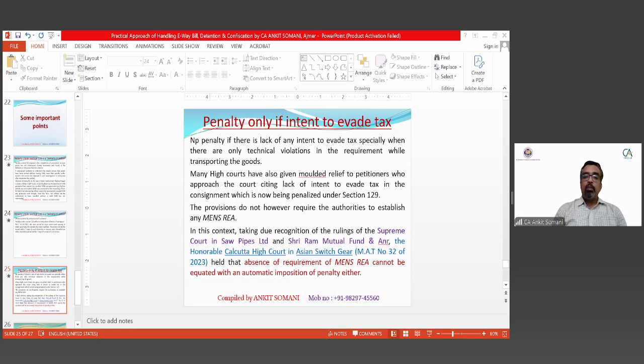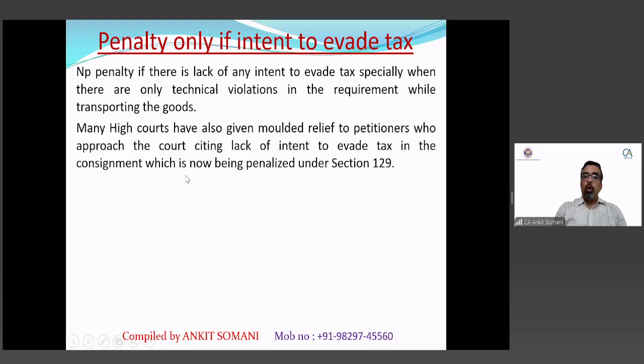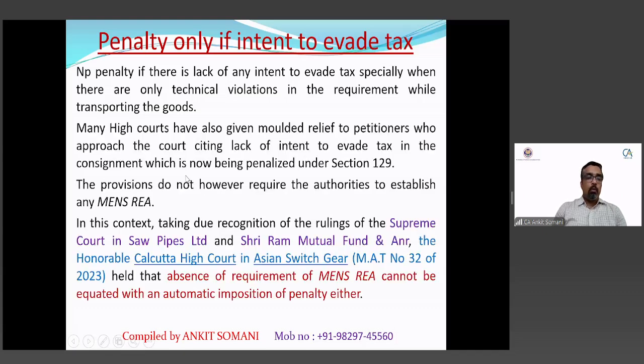So these were the important judgments also, whereby the intention to evade taxes was very relevant, very important. In case of any absence of such intention, then penalty cannot be levied.